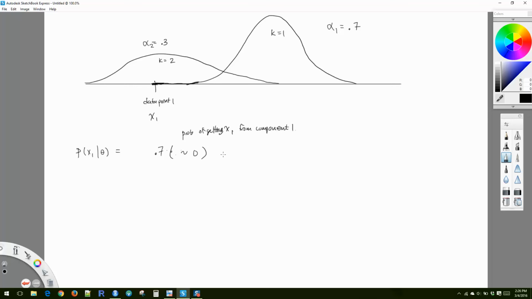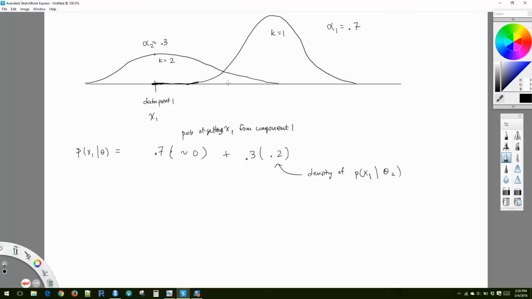So this is close to 0, and then we would add up 0.3 times what's the probability? It's quite high, maybe not as high as being over here or whatever, but this is on the order of like 0.2 or something, right? This is the density of x1 given the parameters, the mean and standard deviation for component 2. Does that make sense? Okay.